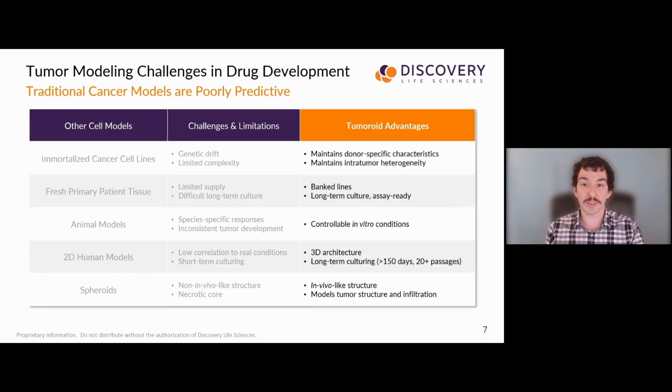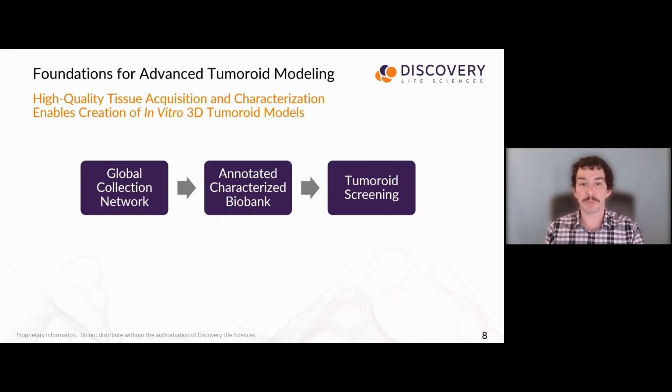So we've looked at the cancer model history. We've taken a closer look at tumoroids. Let's zoom out a little bit and see how this fits into the bigger picture of tissue collections leading to a biobank and how that enables our ability to generate tumoroid lines.